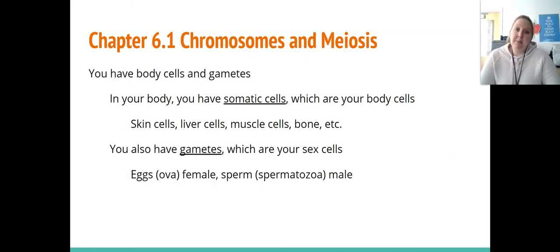You have those two types of cells in your body. You have your body cells or your somatic cells, like skin, liver, muscle, bone, blood, anything like that. Those are your somatic cells. And then you also have a gamete, your sex cells. You either have an egg or an ovum, which is the scientific term, if you are a female. You have sperm or spermatozoa if you are a male.